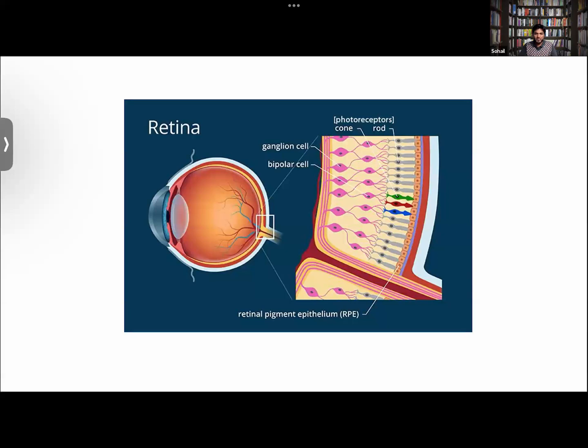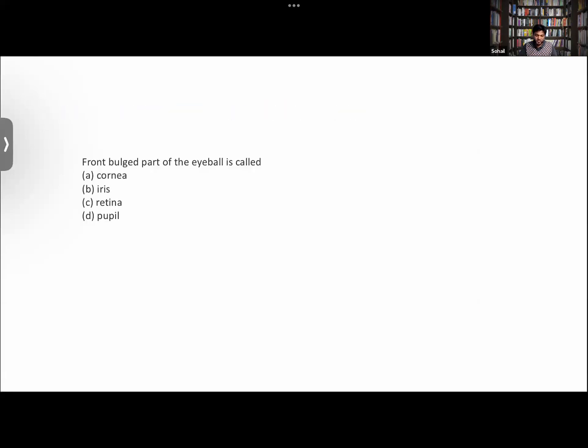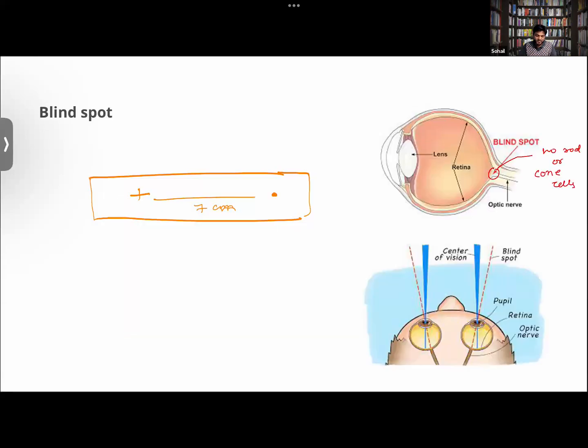Blind spot, we studied by an activity also, how you can find your own blind spot via this activity. You can simply draw a cross and a dot 7 centimeter apart from each other. So we studied this activity. Can anyone explain to me how we do this activity? We have to keep the cardboard at arm's length. I'm saying this plus and this dot sign have to be 7 centimeter away from each other.